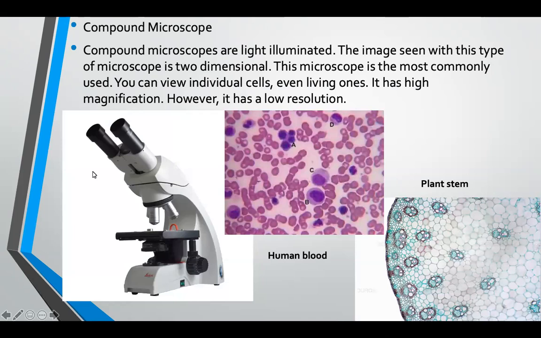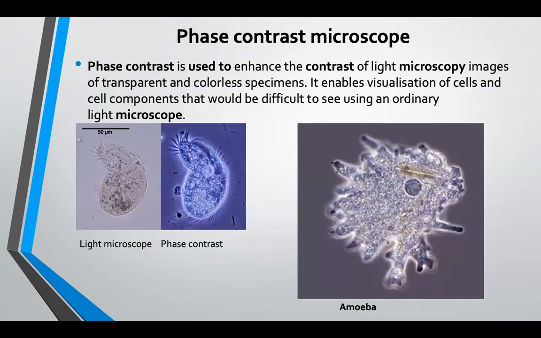However, it has extremely low resolution, so it's not very clear, and it cannot get as zoomed in as other microscopes can. This is an example of a human blood sample. The red or pink little circles are red blood cells, and anything stained purple is a white blood cell. And here's a look at a microscopic view of a plant stem.